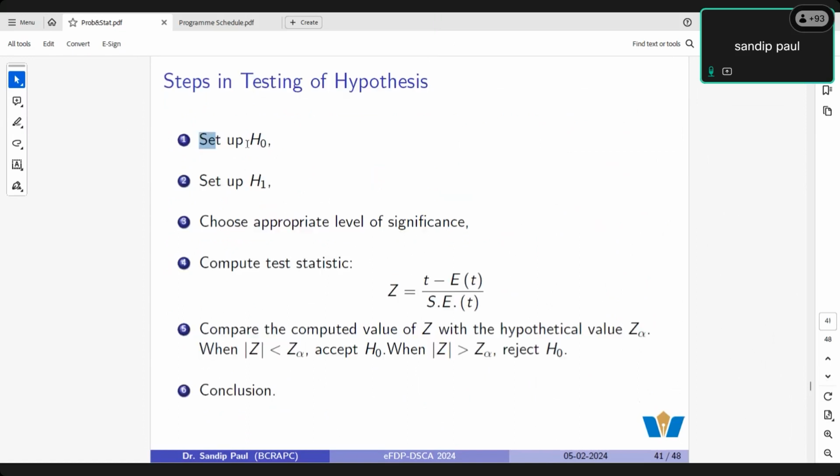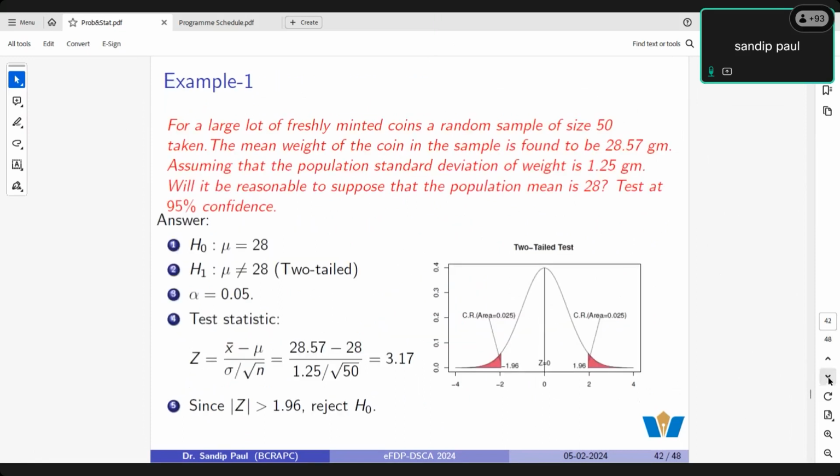First of all, we will define the null and alternative hypothesis. Then we will choose the level of significance. Then we will select the test statistic, and by calculating the value of this test statistic, and comparing that calculated value with the theoretical value of the Z variant, we can conclude whether the null hypothesis will be accepted or rejected. So there are different steps. 6 steps are there. I've given a few examples for the first.